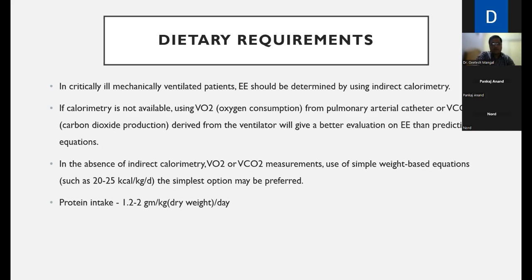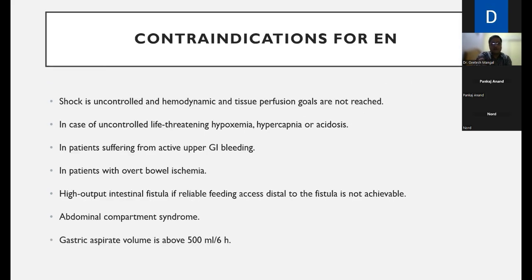Then, coming on to the dietary requirements, ideally indirect calorimetry should be used, but it is not commonly available. So, in absence of indirect calorimetry, simple weight-based equations can be used. We usually give an energy requirement of 25 kilocalories per kg per day and a protein requirement of 1 gram per kg per day for critically ill patients. And this has to be started from a hypocaloric feed. Gradually, over the first 3 to 5 days, it can be built up to the actual energy requirement of the patient.